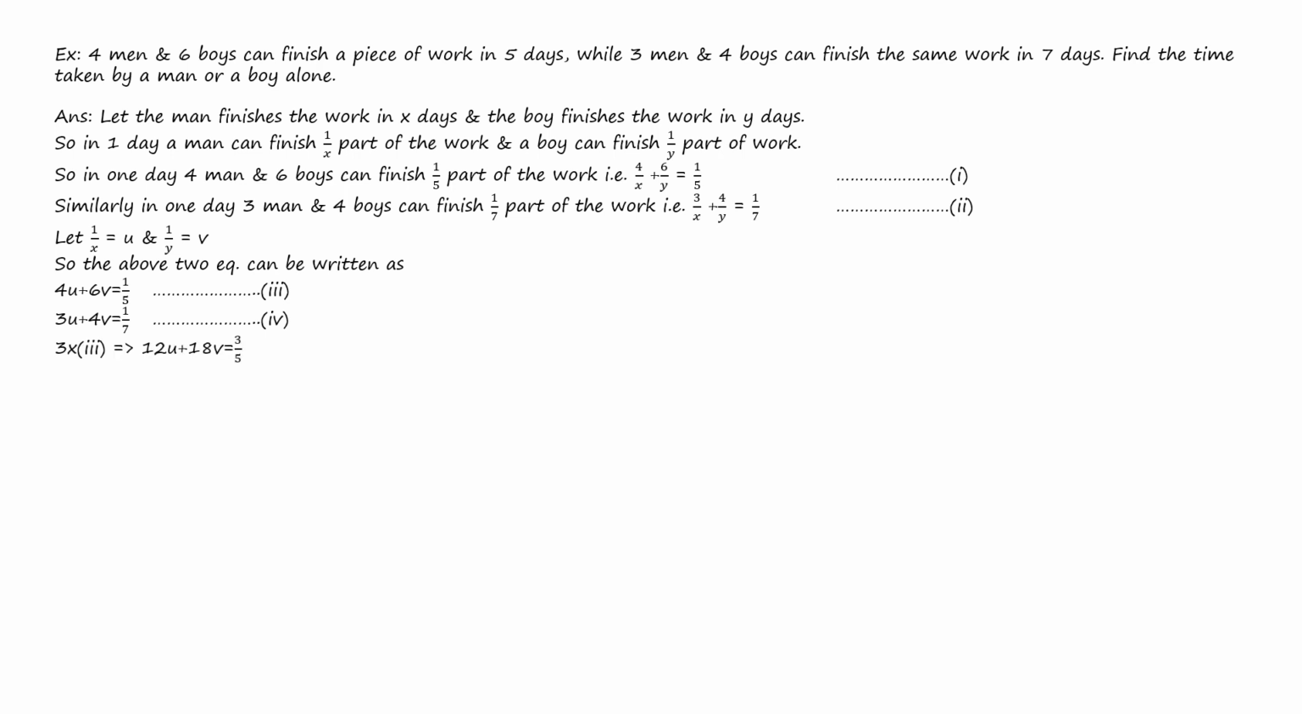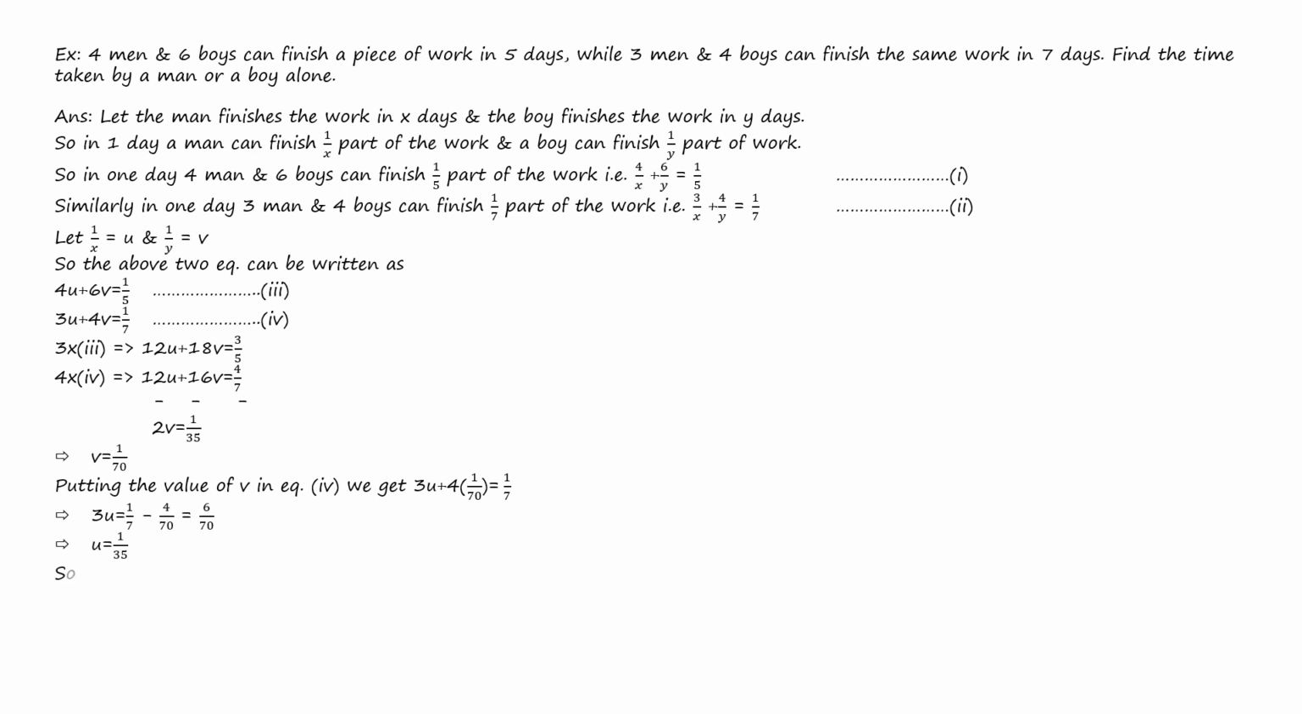Now 3 into equation 3 is 12u plus 18v equals 3 by 5, and 4 into equation 4 is 12u plus 16v equals 4 by 7. By change of sign, we get 2v equals 1 by 35, or v equals 1 by 70. Putting the value of v in equation 4, we get 3u plus 4 into 1 by 70 equals 1 by 7, or 3u equals 6 by 70, or u equals 1 by 35.